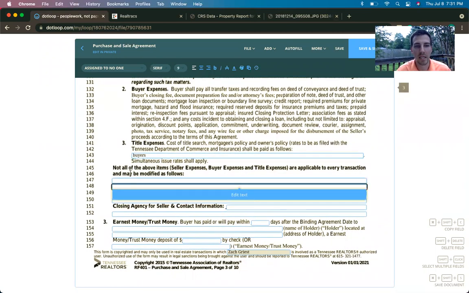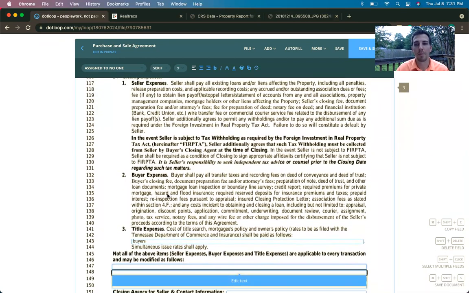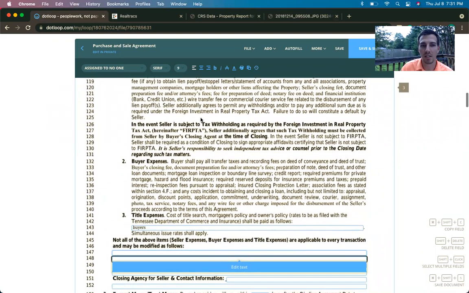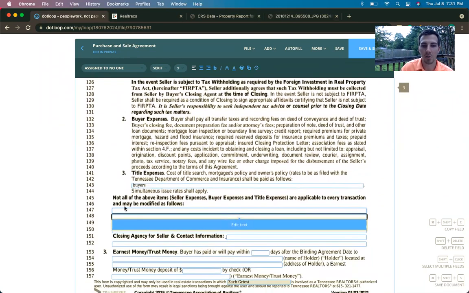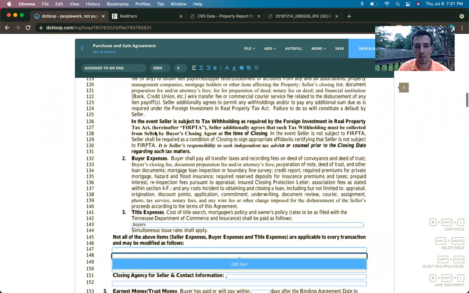The next blank. So if anything above, say a seller expense, they don't want to pay one of these and the buyer's going to pay for that, you would put that down here because that will override up here in the contract.